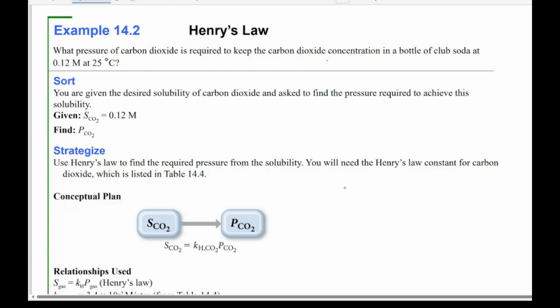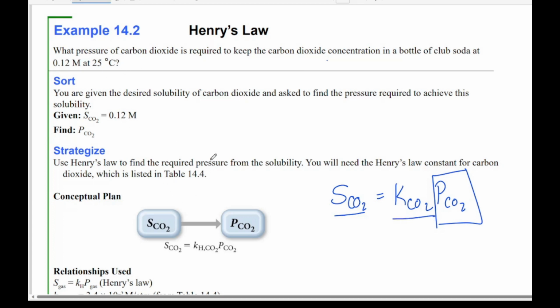We know that Henry's law states that the solubility of a gas, in this case CO2, is equal to the Henry's law constant for the gas times the partial pressure of the gas. In this case, we're asked to find the partial pressure, knowing the solubility that we want, and we can look up the Henry's law constant from a table.